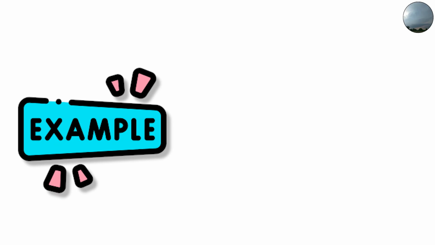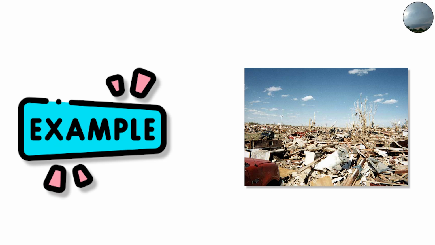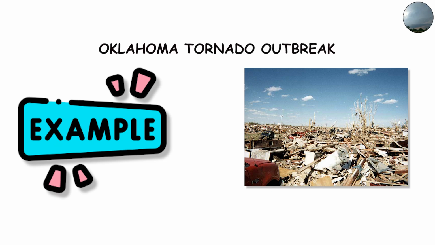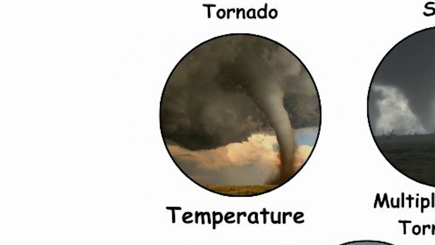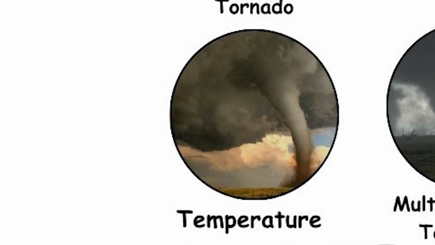One incredible example occurred during the 1999 Oklahoma tornado outbreak, where radar detected debris lifted over 30,000 feet into the atmosphere, nearly the height of a commercial jet's cruising altitude. Part 6. Temperature and Pressure Extremes.